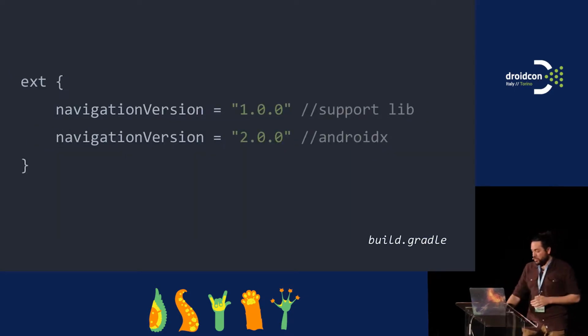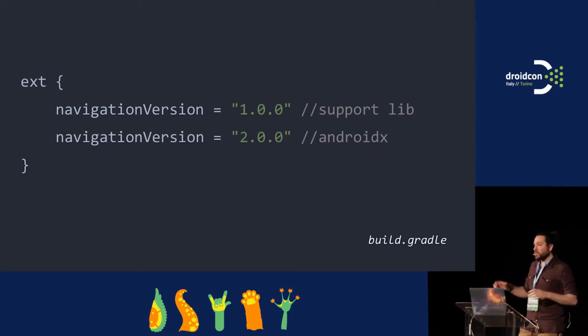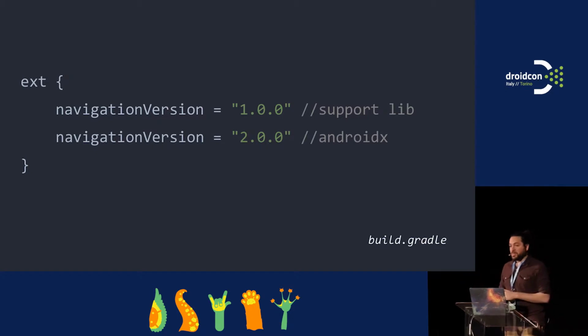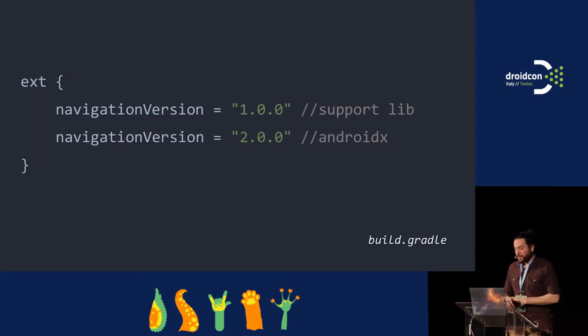About the navigation version, you see that this is a variable here. So the navigation version has to be 1.0.0 if you are using the support lib. But if you are using AndroidX, you have to use 2.0.0. That's exactly the same behavior, almost exactly the same source code, the same content in terms of library, but it will target different Android components from supportlib or AndroidX.